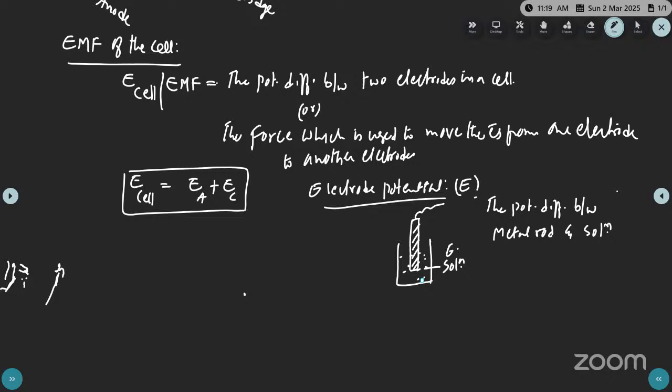And see, here every metal and solution has potential, and we have to take the potential difference between the metal rod and solution, which is known as the electrode potential. See, the metal rod has some energy, and the electrolyte solution also has some energy. How can you say that a metal rod has energy? For example, this is the pen. It has some energy. How can you define the energy of this pen?